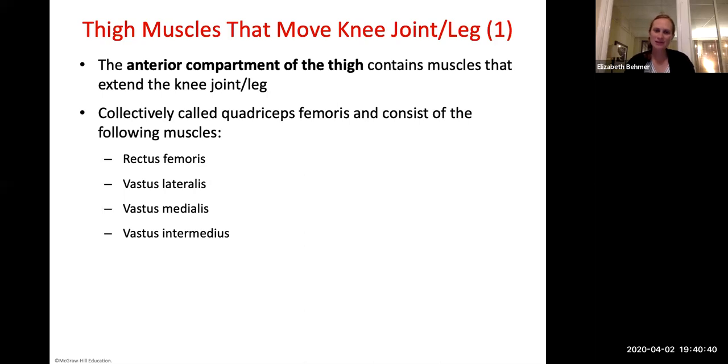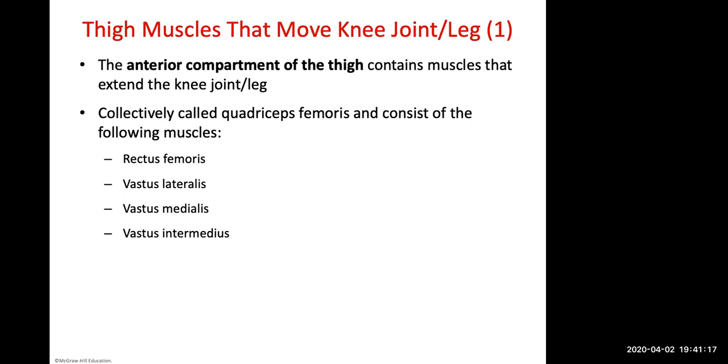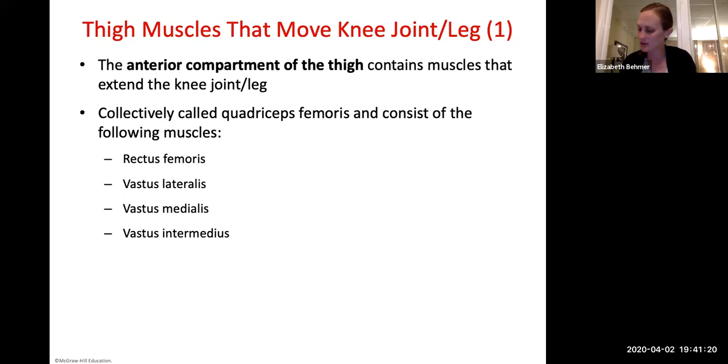So 4 quadricep muscles. They're collectively called the quadriceps femoris, and their action is to extend the knee joint and leg as if you were kicking a ball. Rectus femoris, vastus lateralis, vastus medialis, and vastus intermedius. The answer to number 12, if you're in your notes, what is the most powerful muscle in the body? We consider your quadriceps femoris, kind of the whole grouping of all 4 of them, as the most powerful muscle in the body.